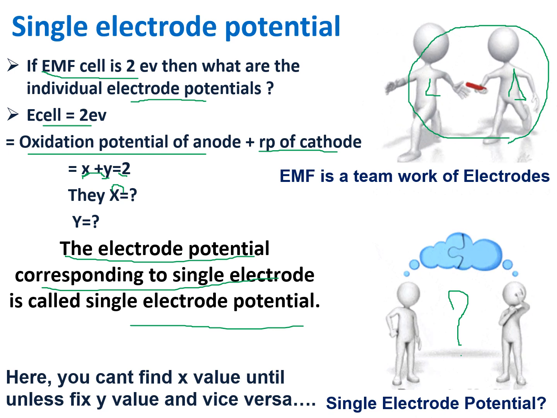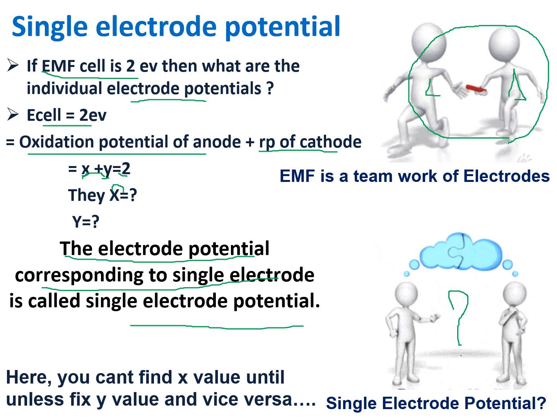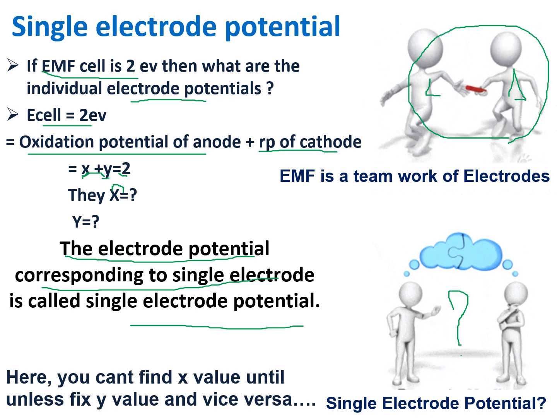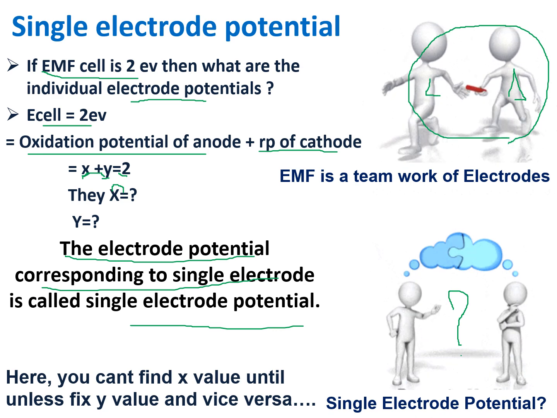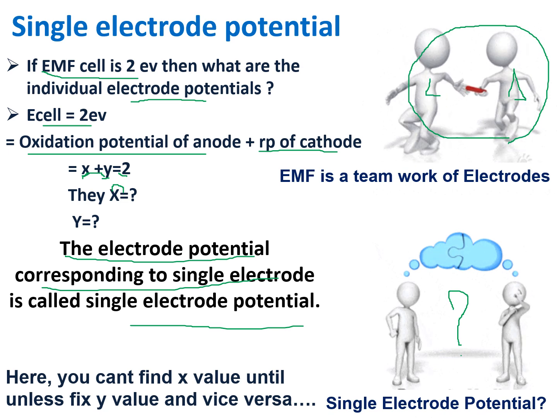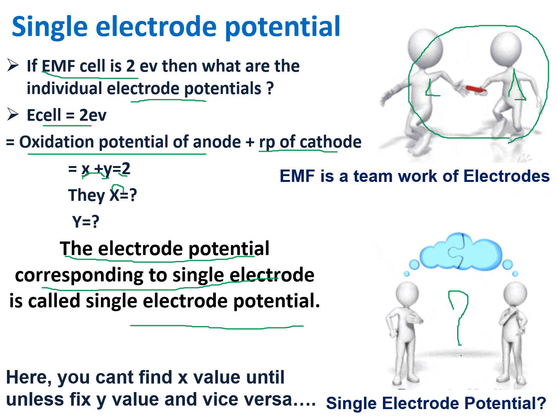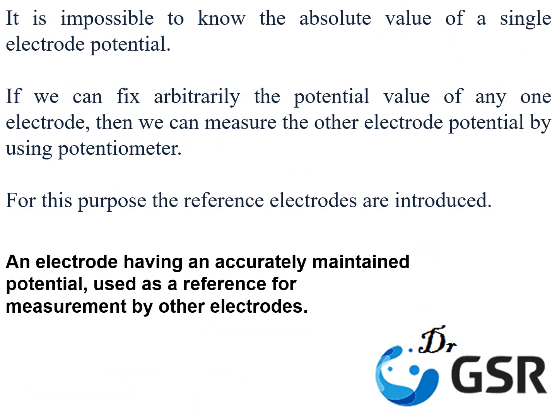Can you measure the X value numerically without knowing Y? X is equal to 2 minus Y. If you know the Y value, then only you will find the exact X value. In the same way, if you want to measure Y, Y is equal to 2 minus X. Without knowing X, you cannot find Y. So it is impossible to determine single electrode potential without fixing one of the electrode potentials. To find the X value, you definitely need to know the Y value. The same, if you want to know the Y value, you need to know the X value. That means one of the electrode potentials must be known before constructing the electrochemical cell.